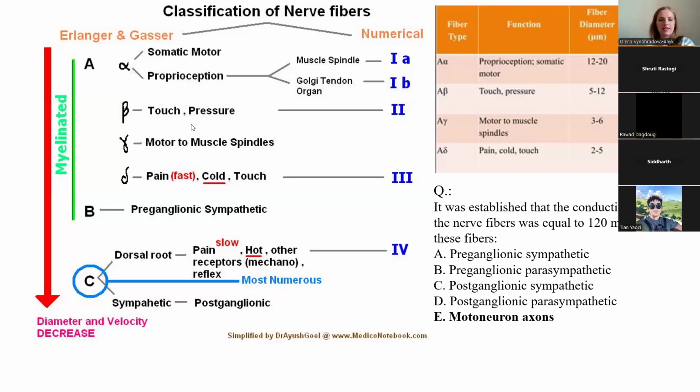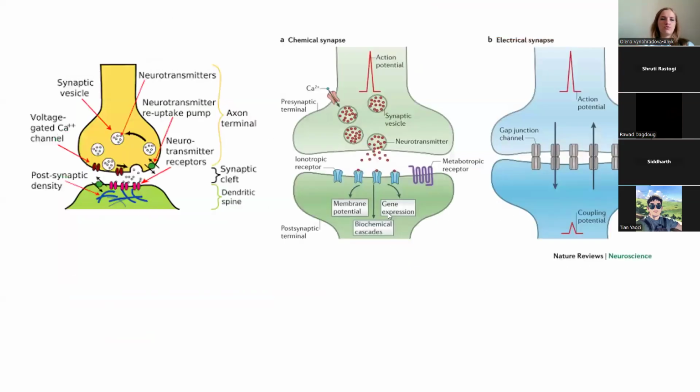So we have myelinated, unmyelinated, A, B, C. They differ not only because of myelin but also because of diameter. The smaller the diameter, the lower the speed of signal transmission. Exam question. It was established that the conduction velocity in the nerve fibers was equal to 120 meters per second. Specify the fibers. 120 is the highest speed, and we should remember that this will be A alpha neurons. Preganglionic, postganglionic, sympathetic, parasympathetic, you should memorize. And remember that the highest speed is for motor neurons. In this case, the right answer will be E, motor neuron axons.